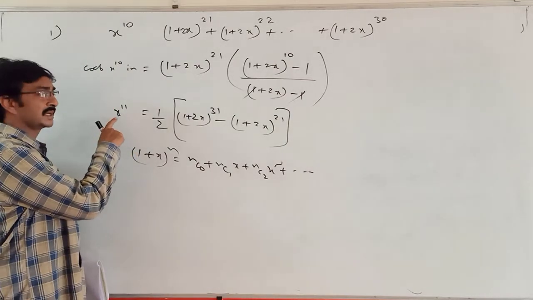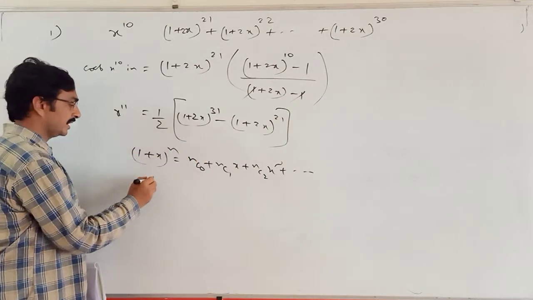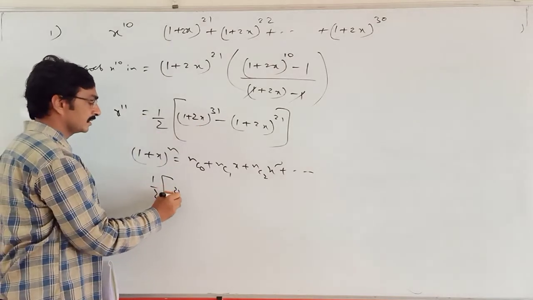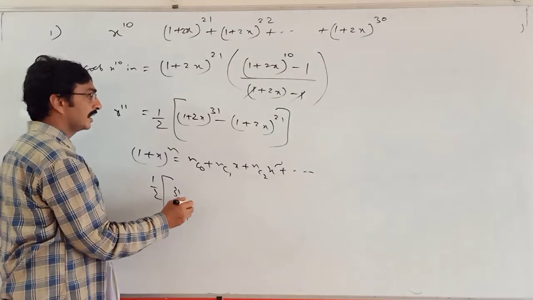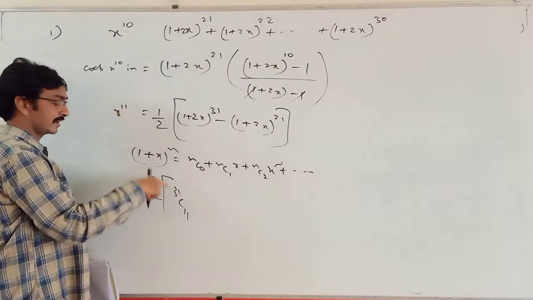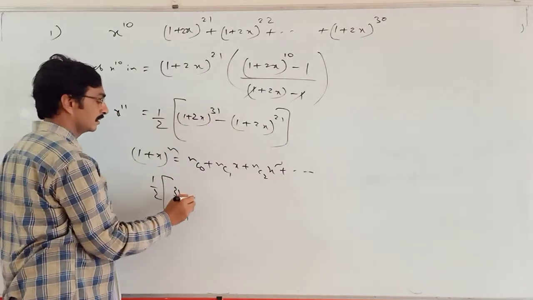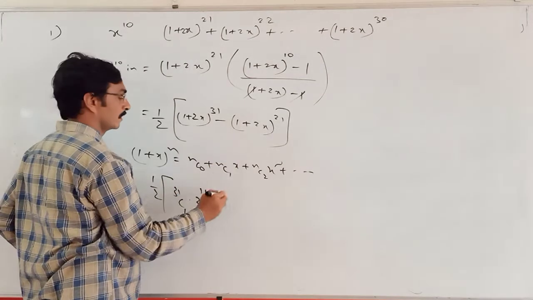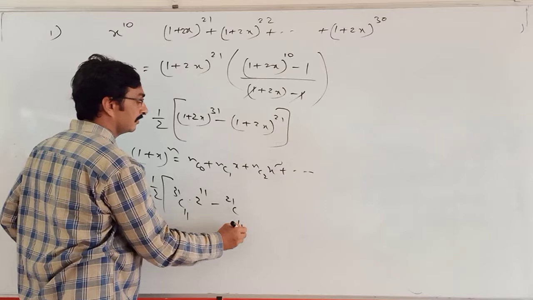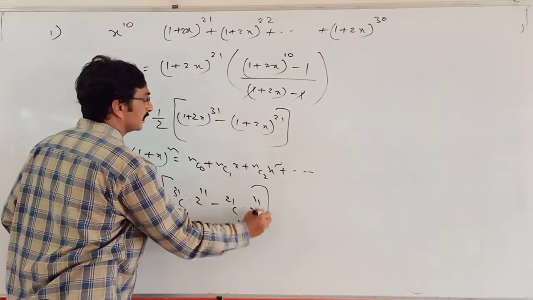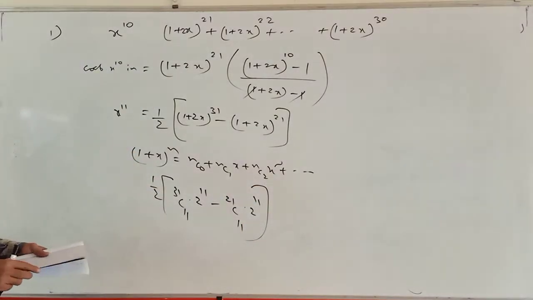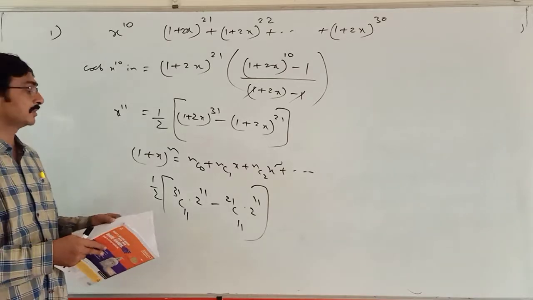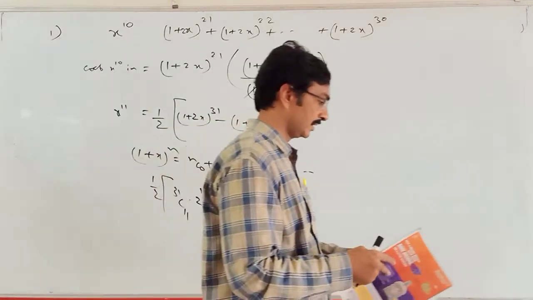Therefore the coefficient of x power 11 in this one is 31C11 into 2 power 11, same here 21C11 into 2 power 11. Okay. So by taking 2 power 11 common and simplifying, we get the required.